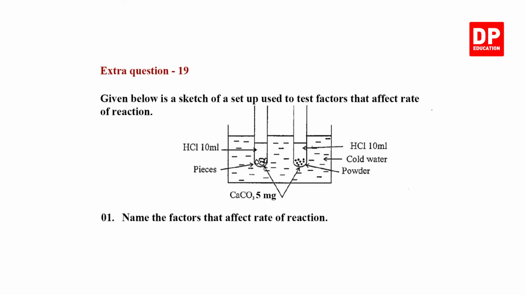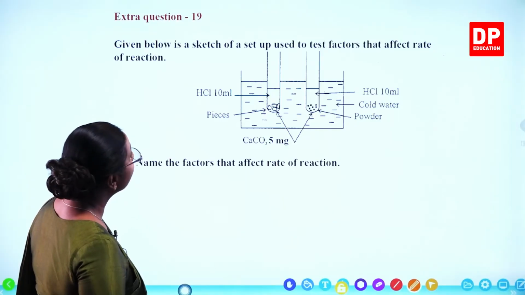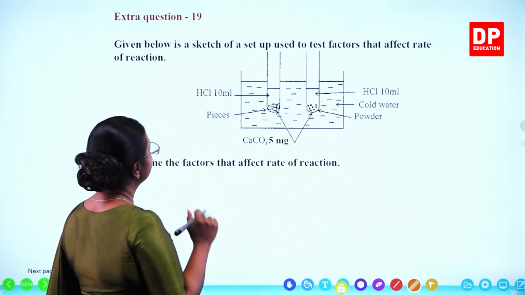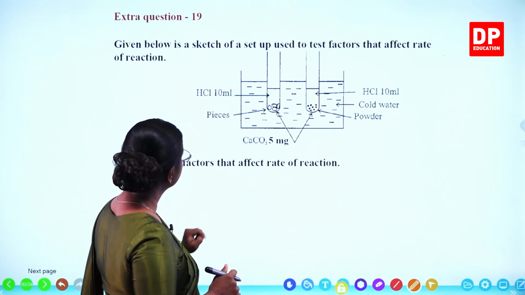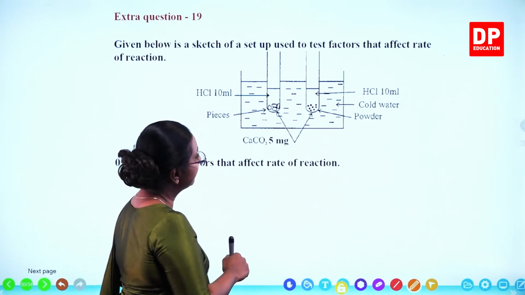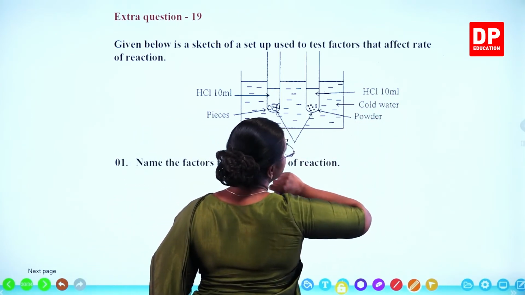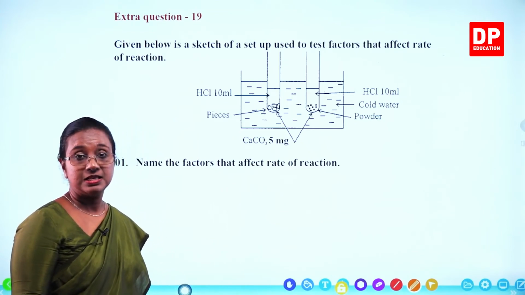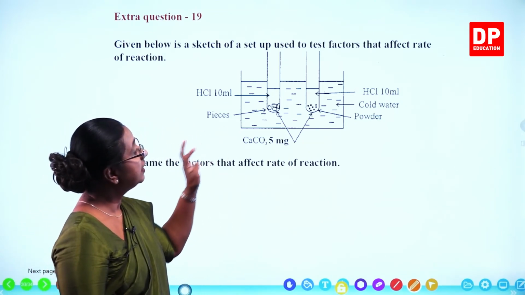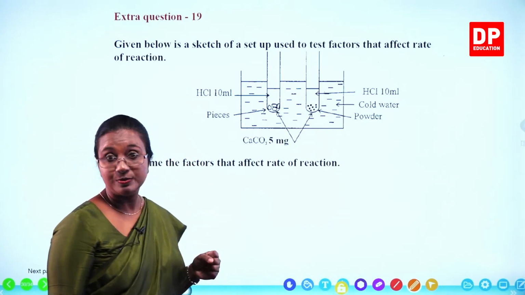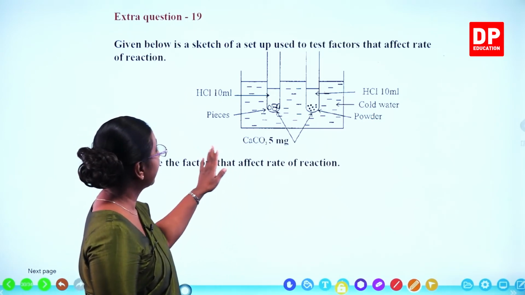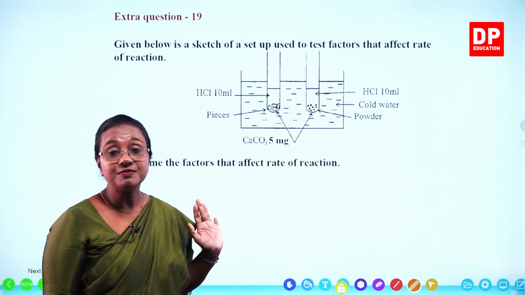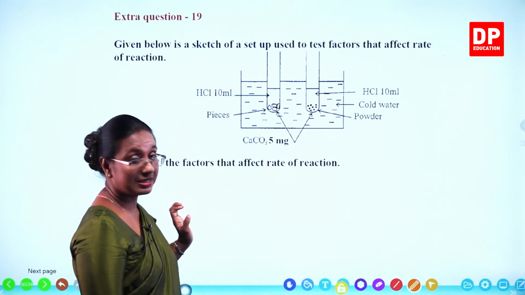So extra question 19, given below is a sketch of a setup used to test factors that affect rate of reaction. So here you can see they have used a common water bath. So the temperature will be the same. And here you can see HCl 10 milliliters, pieces of calcium carbonate, that is 5 milligrams. But on this side, same amount of HCl 10 milliliters, there is cold water and there is calcium carbonate powder, but the same mass. So here you can see temperature is the same, cold water, volume of HCl is 10 centimeter cube and it has to be the same solution. So concentration is the same. No catalyst, only difference is pieces of calcium carbonate and powder of calcium carbonate. So it is the surface area of reactants that is being tested here.